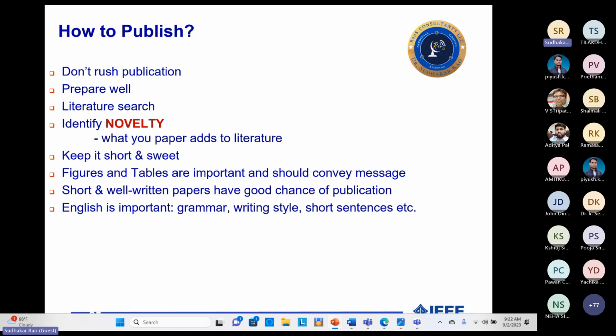English is important because of grammar and writing style, short sentences, etc. Sometimes you may not be good in English, but you get reviewed by your co-workers or professors or somebody who is good in English. So I think get it reviewed independently.